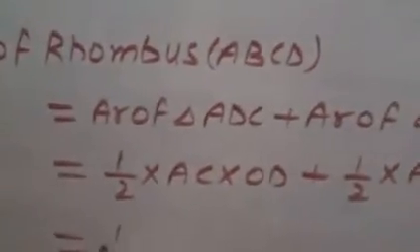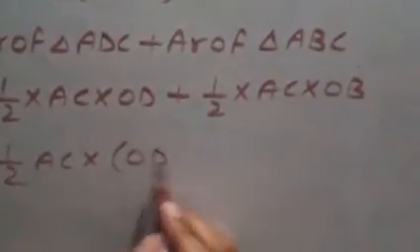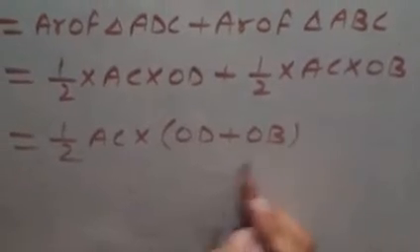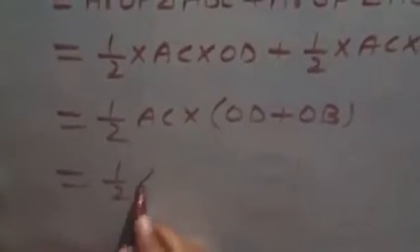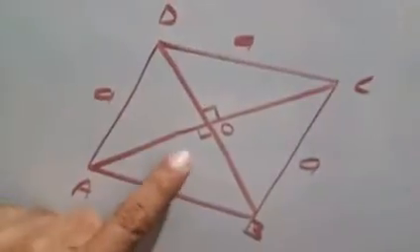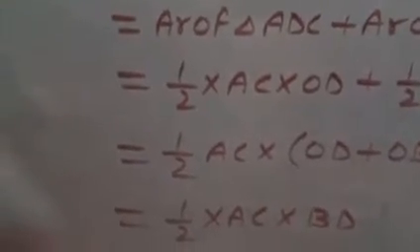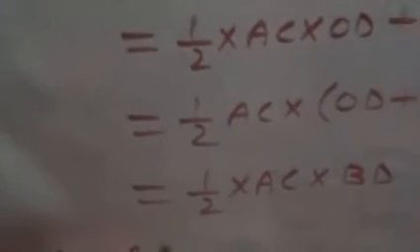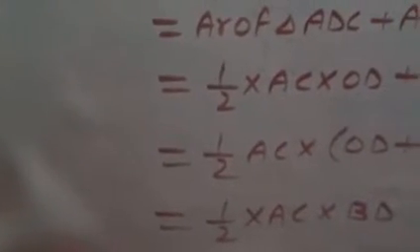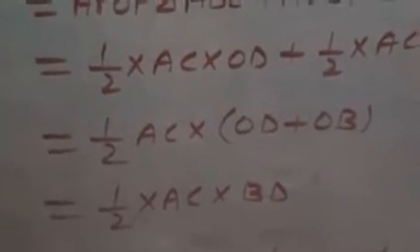So if we take half AC as common, so OD plus OB, so half AC into, you can see in the figure, OD plus OB is known as BD. The total length is BD. So we can say area of rhombus equals half AC, the first diagonal, meaning D1, and BD is the second diagonal, meaning D2.